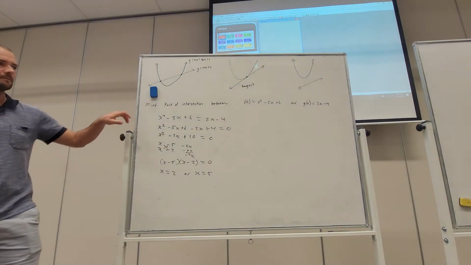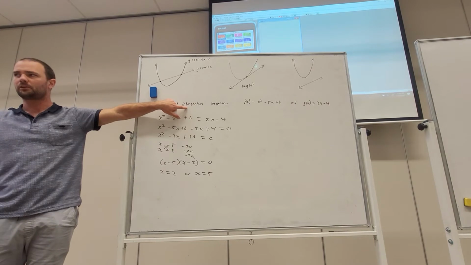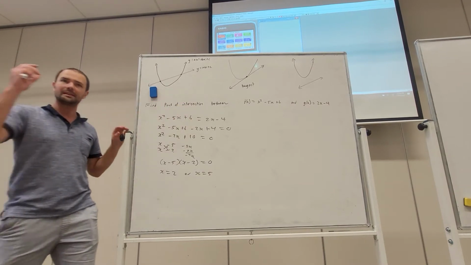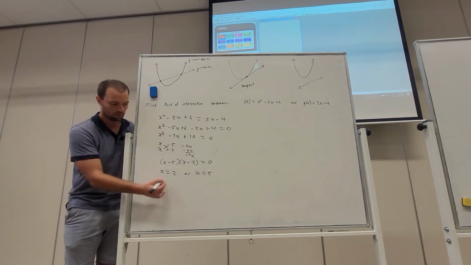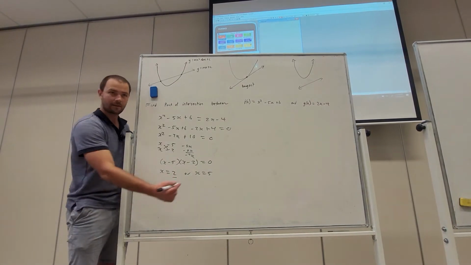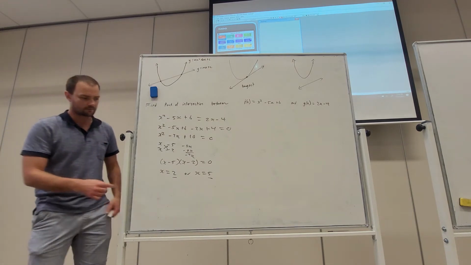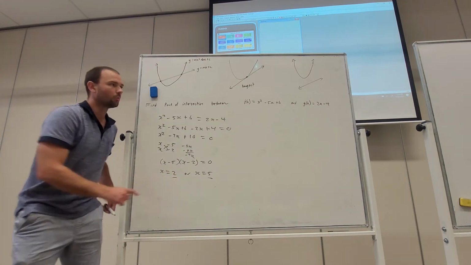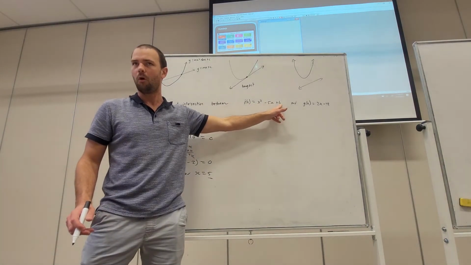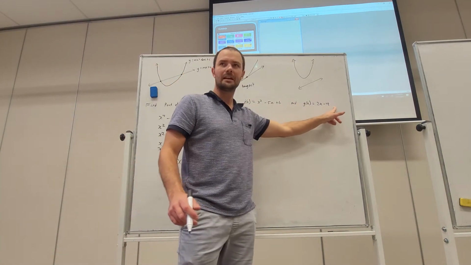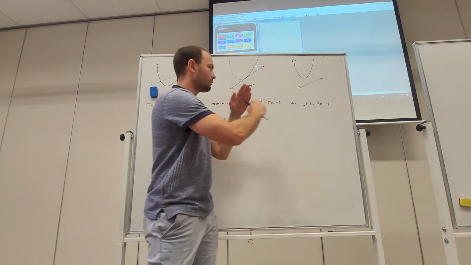Now, it said find the point of intersection. So we've found one of the coordinates, we've found the x, but we need the corresponding y coordinates. We need to know the y value when x is 2 and when x is 5. To find the y value, you just put the x value into this function or this function. It doesn't matter, because they have the same x value, they're going to have the same y value, because that's where they're meeting.